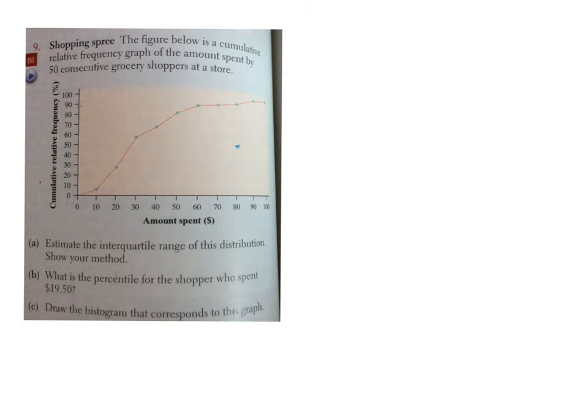Question number 9 is kind of a beast, mostly part C. If I wanted to estimate the interquartile range of this distribution, I need to figure out where the 25th percentile is and where the 75th percentile is. So that's Q1 and Q3. I'm going to start on the y-axis and do my best to get it about 25%. And then I'm going to go down. Notice that falls between 10 and 20. I don't know, maybe that's about $19.